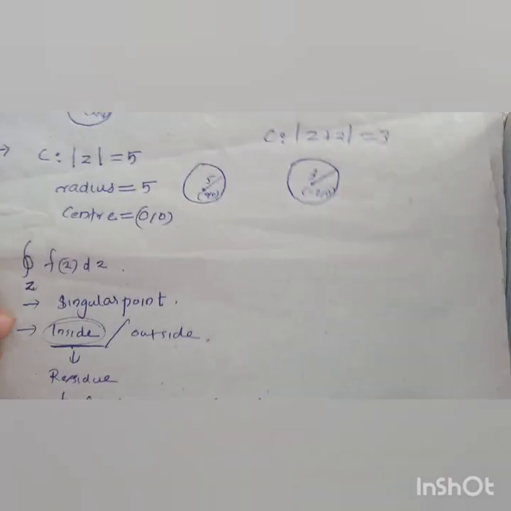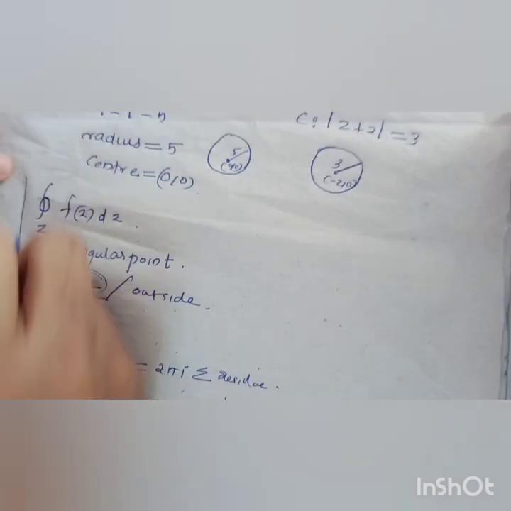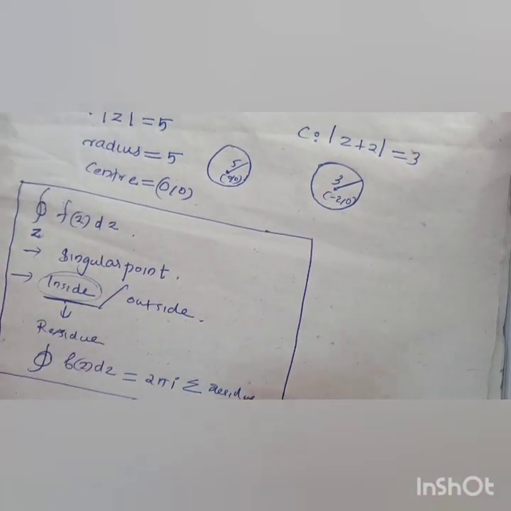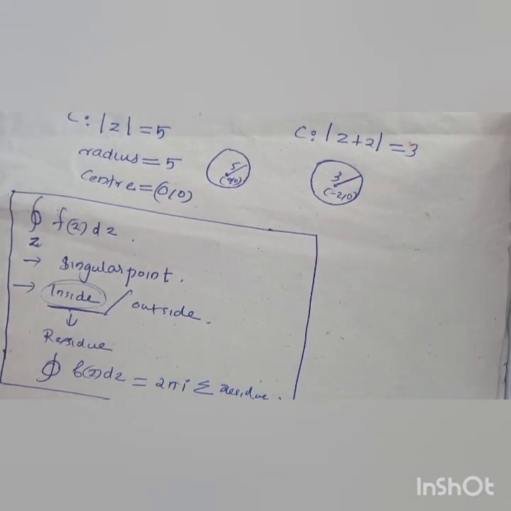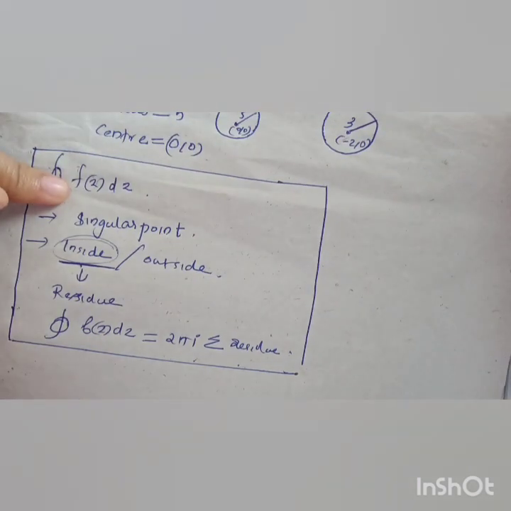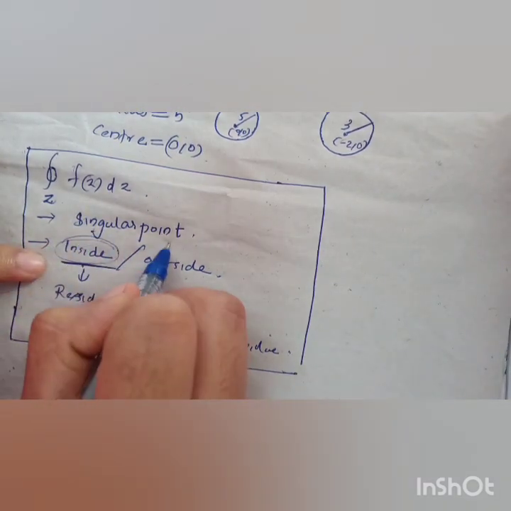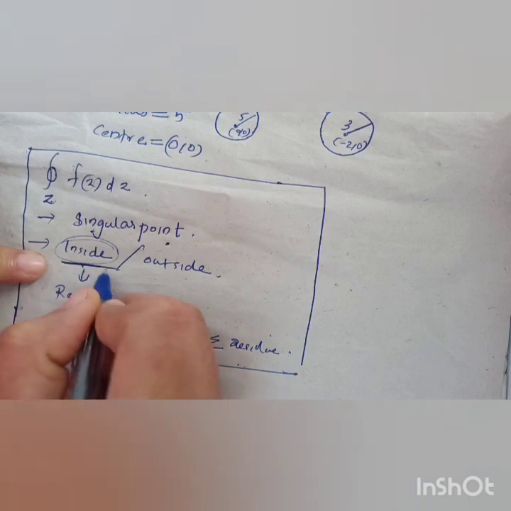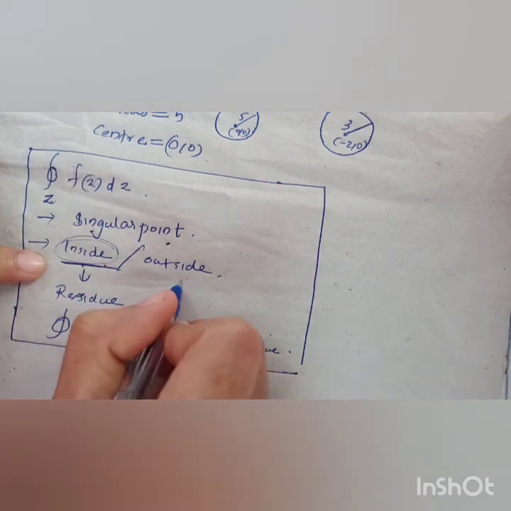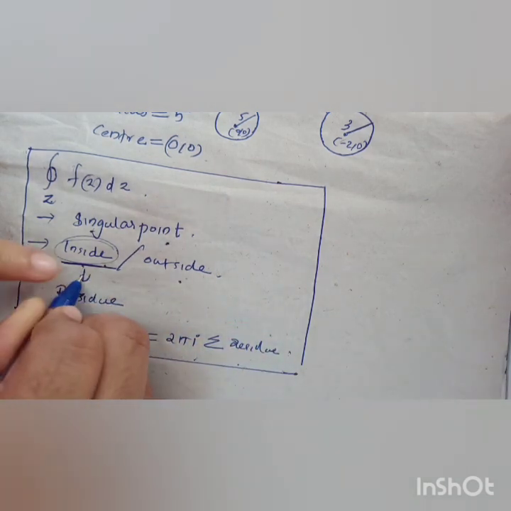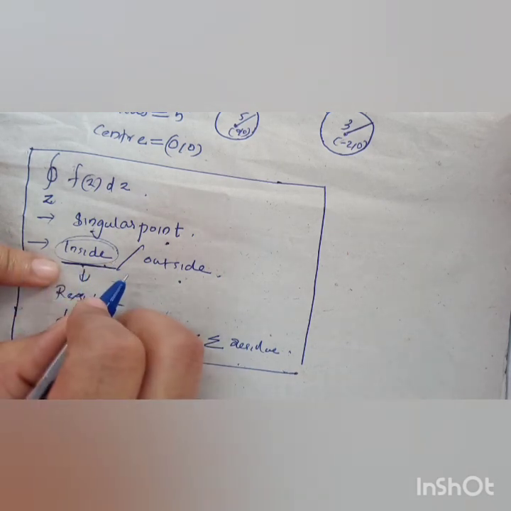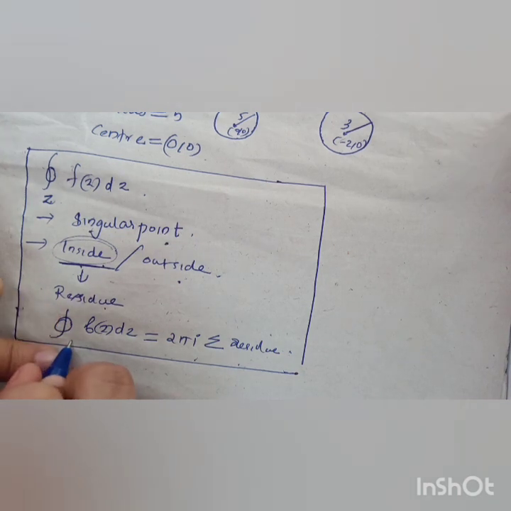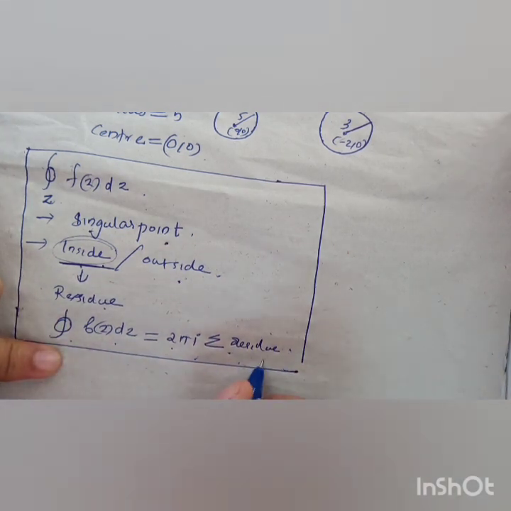So this is the procedure to find the contour integration. For the function given in the question, you have to find the singular points, check whether they are inside or outside, consider only the inside ones, find the residue of those, and the closed integral of f(z) dz equals 2πi times the summation of residues.